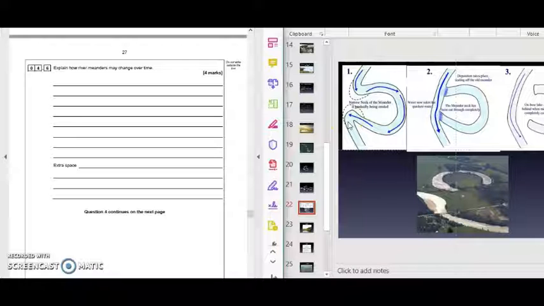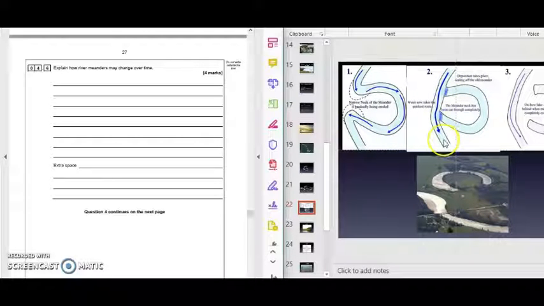On the inside of the bend, the opposite is going to happen. The river's going to be relatively slow. So we're going to have deposition occurring on the inside of the bends. That's where material like silt is going to be dropped. Over time, this part of the meander, this is called the neck, is going to get narrower and narrower until eventually the river channel is going to break through.